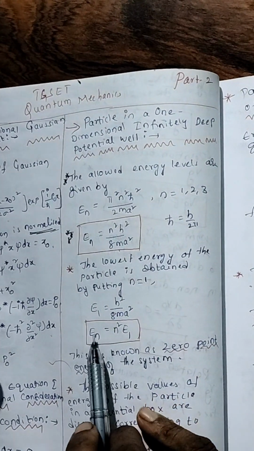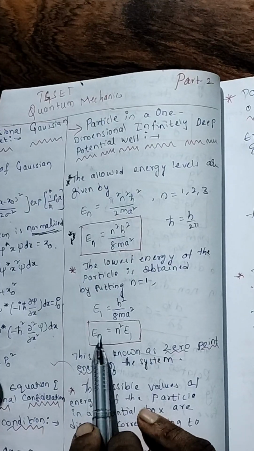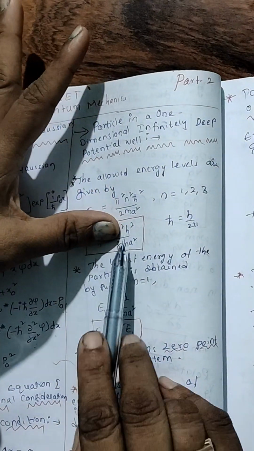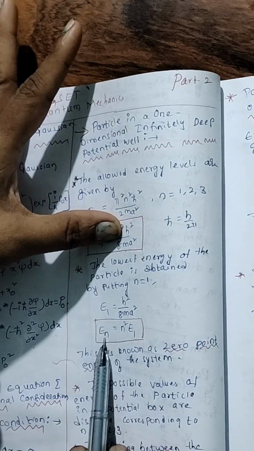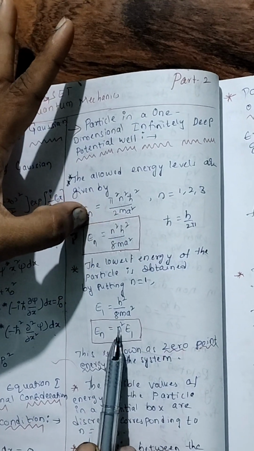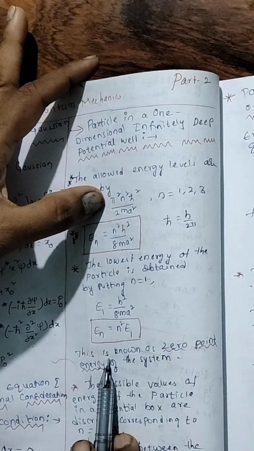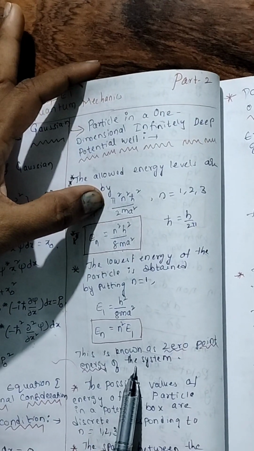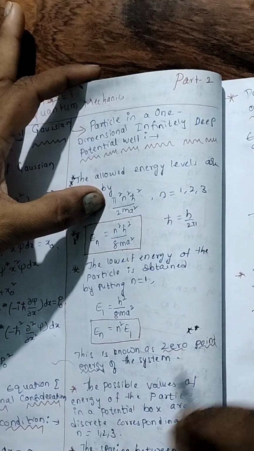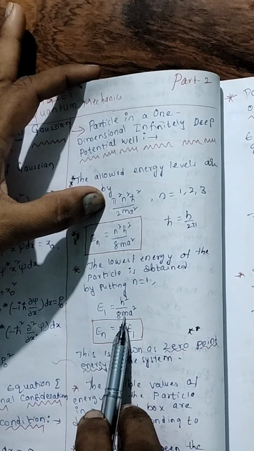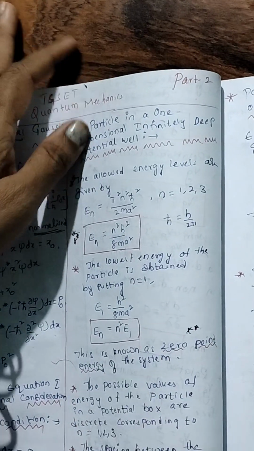Now here En is proportional to n square. What is h square by 8 m a square? Nothing but E1, so we can write En equal to n square E1. This is known as zero point energy. Sometimes they ask for the zero point energy. Zero point energy is h square by 8 m a square, or n square E1.